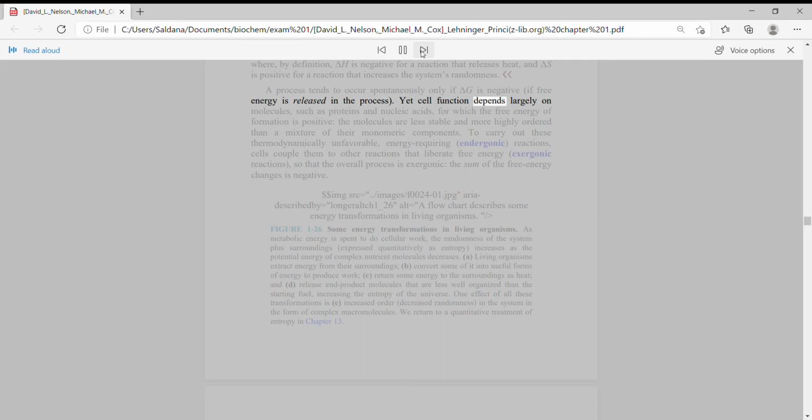Yet cell function depends largely on molecules, such as proteins and nucleic acids, for which the free energy of formation is positive. The molecules are less stable and more highly ordered than a mixture of their monomeric components. To carry out these thermodynamically unfavorable, energy-requiring, endergonic reactions, cells couple them to other reactions that liberate free energy, exergonic reactions, so that the overall process is exergonic. The sum of the free energy changes is negative.